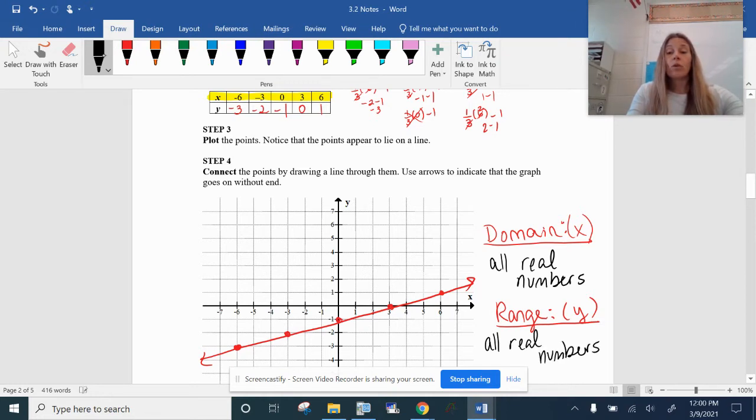And most linear equations are going to have this domain and range because there's never a restriction on your domain, and therefore there would be no restriction on your range, provided there's not a restriction given to you.